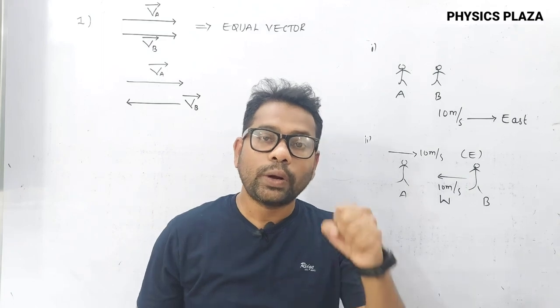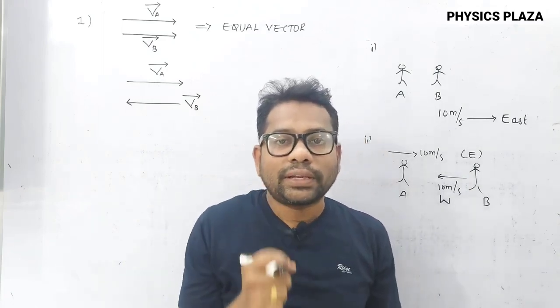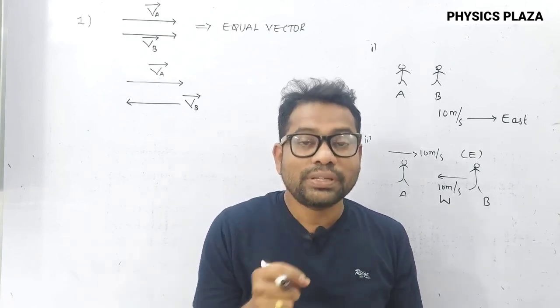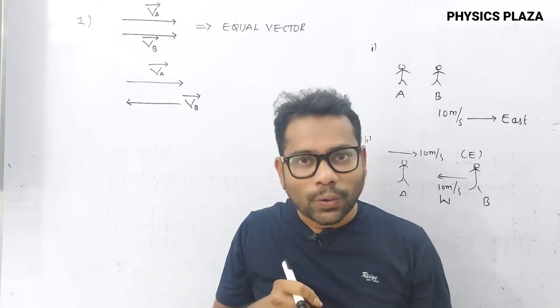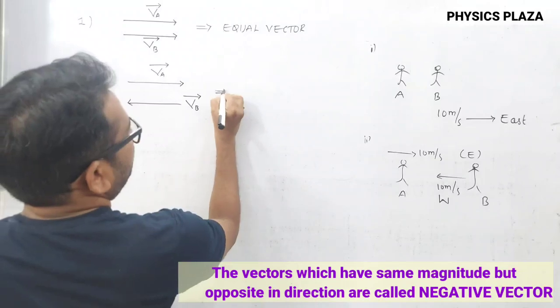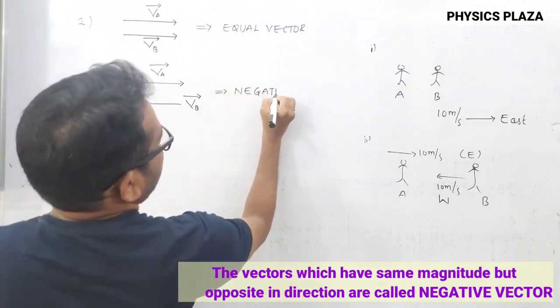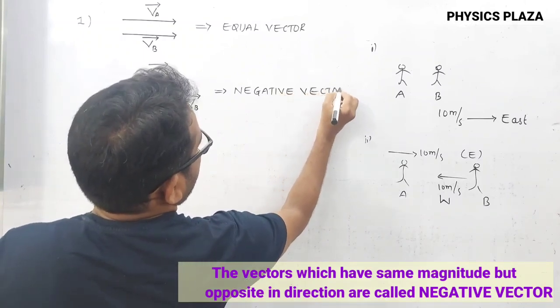Such vectors are called negative vectors. So what are negative vectors, children? The vectors which have the same magnitude but opposite direction, meaning the direction is opposite and the magnitude is the same. Such vectors are called negative vectors. Let me write here: negative vectors.